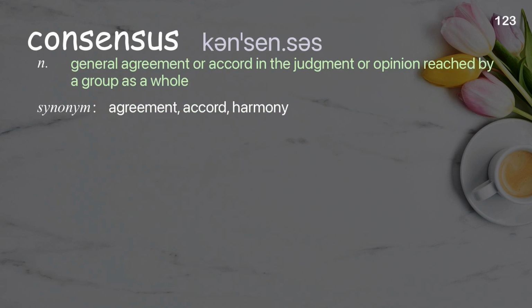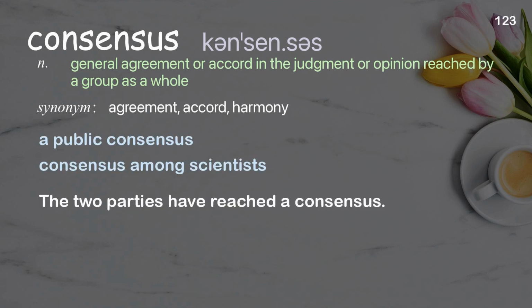Consensus. General agreement or accord in the judgment or opinion reached by a group as a whole. Examples: a public consensus, consensus among scientists. The two parties have reached a consensus.